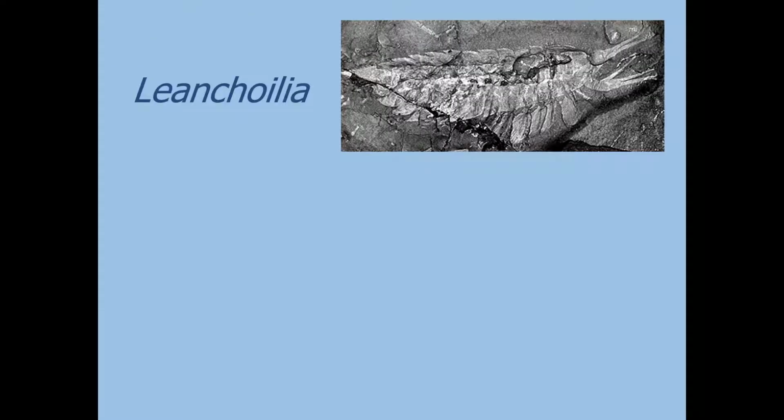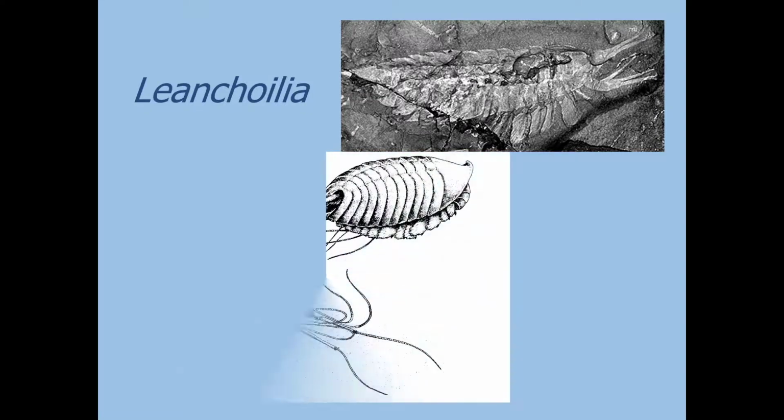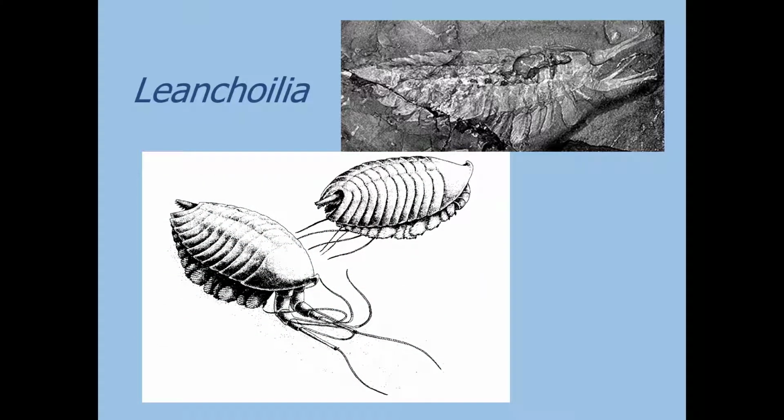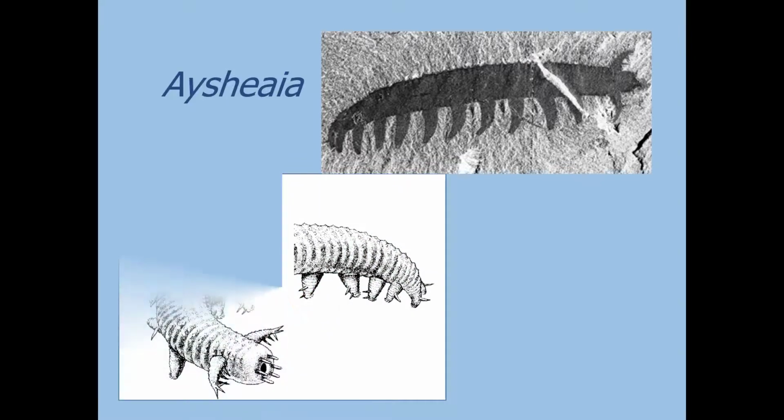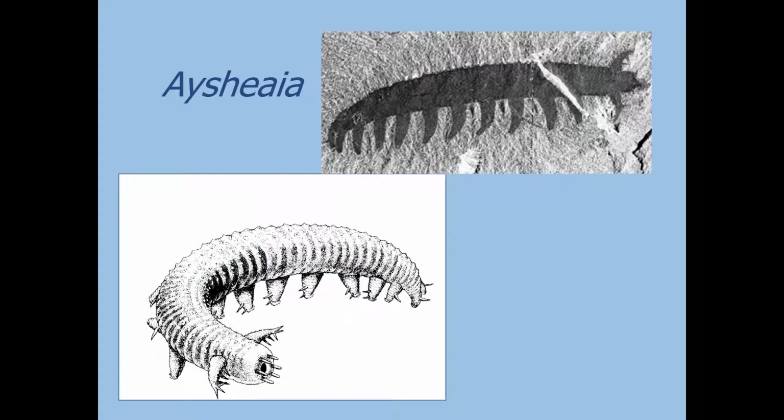This is Choya, which you saw earlier in our reconstruction from the Cambrian explosion. This itty bitty creature was about 10 centimeters long and crawled along the seafloor.